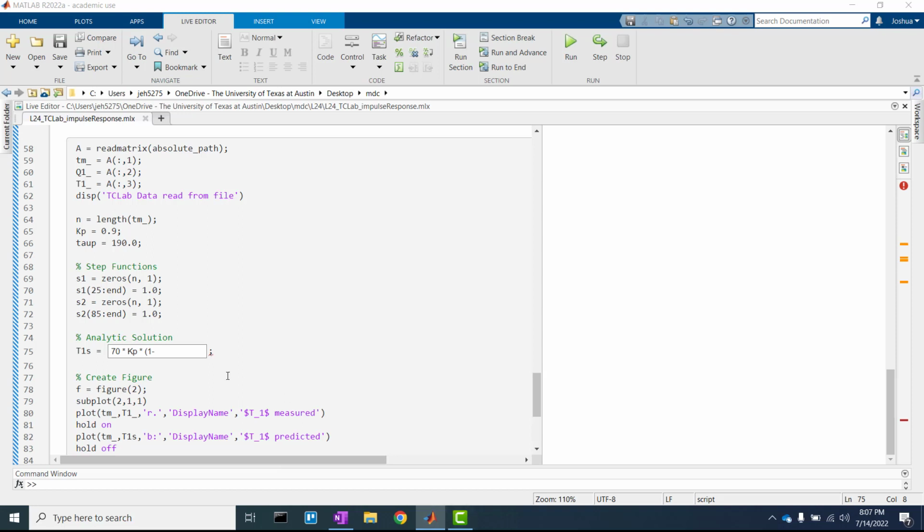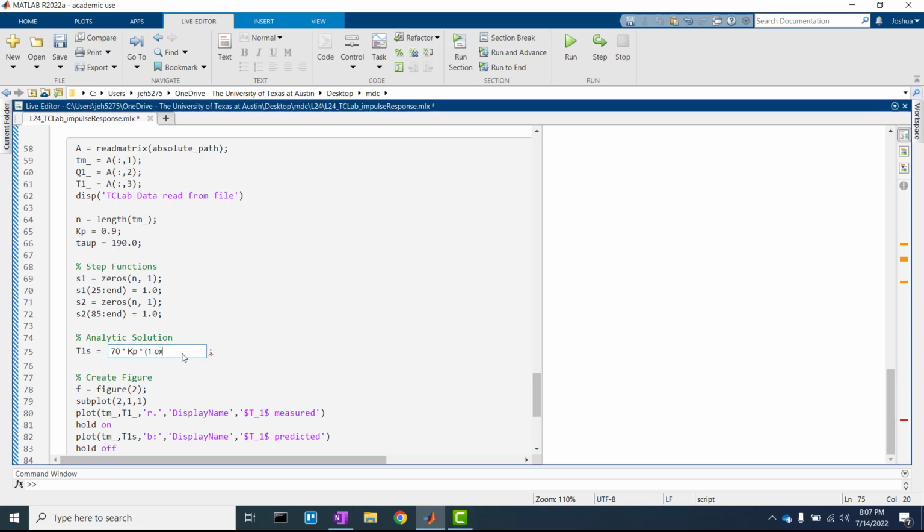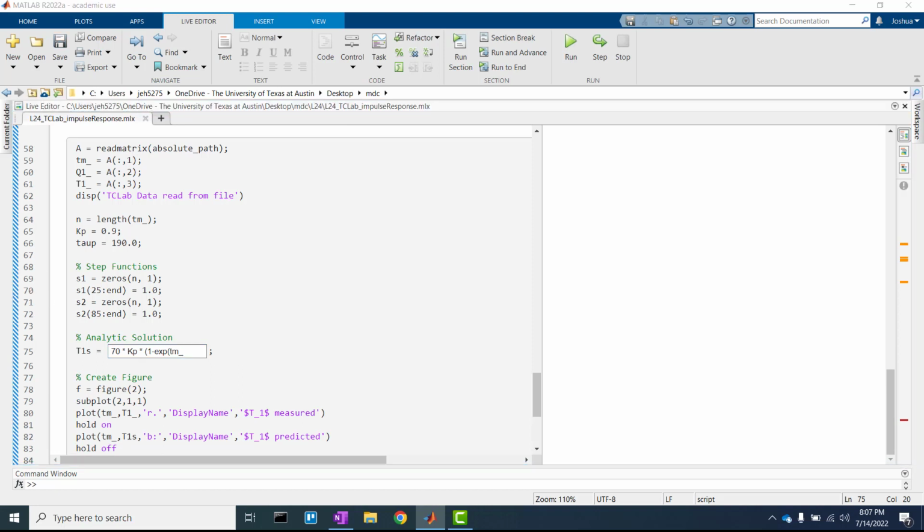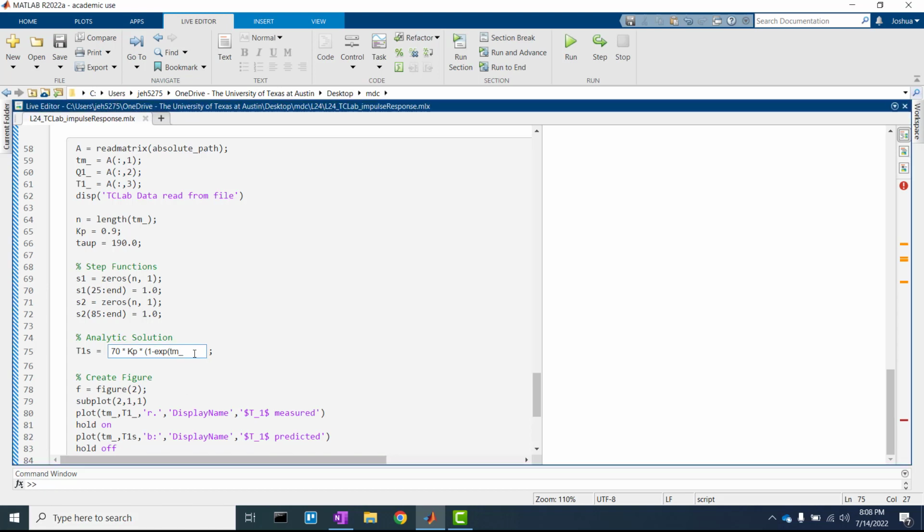Yep, it's just exp. Should have trusted myself. exp, and that's going to be our time, so it's going to be tm underscore minus the offset. So the first one, we're going to do the minus 25 all over tau p. Man, I can't type. And that's close the parentheses for the exponent.